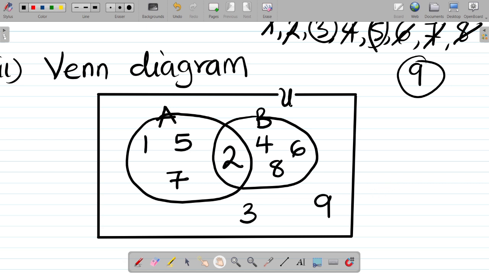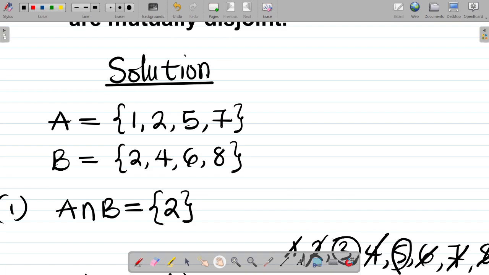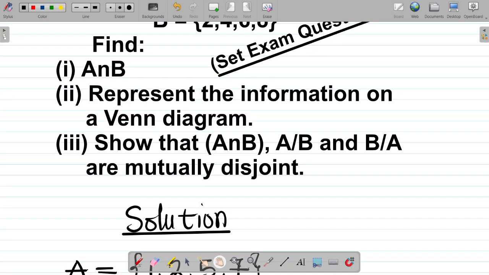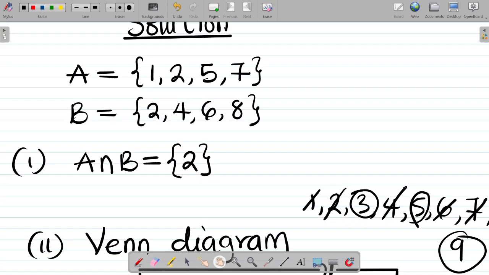Note that the 3 can still be written here, outside the circles, and it's still correct. The same thing happens with 9. I can still write it at either position, but you can't write it 3 times. Just write it once, and it should be here. So basically, this is my Venn diagram. The next thing there, I show that A intersection B. Okay, so let's take I.